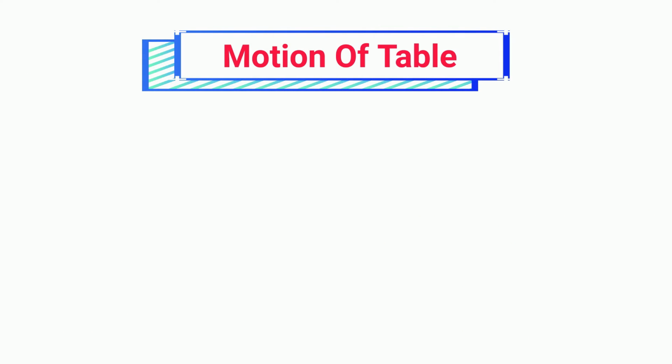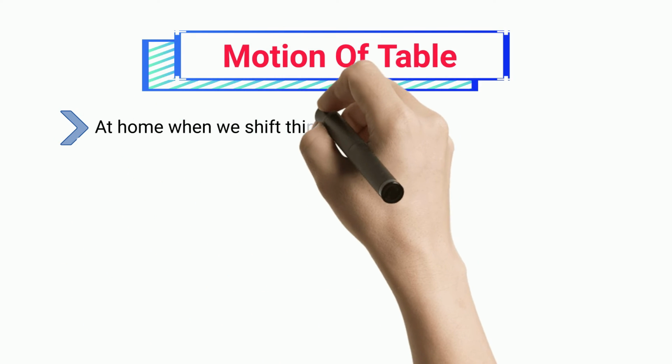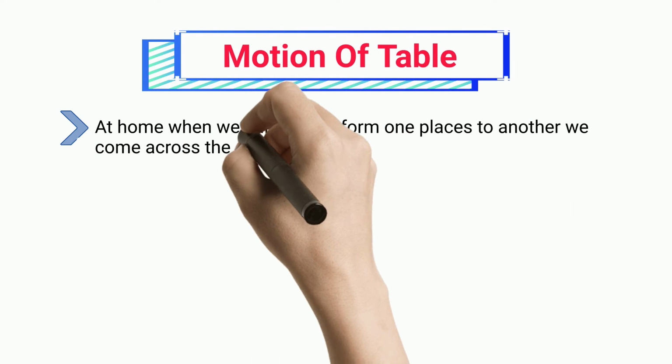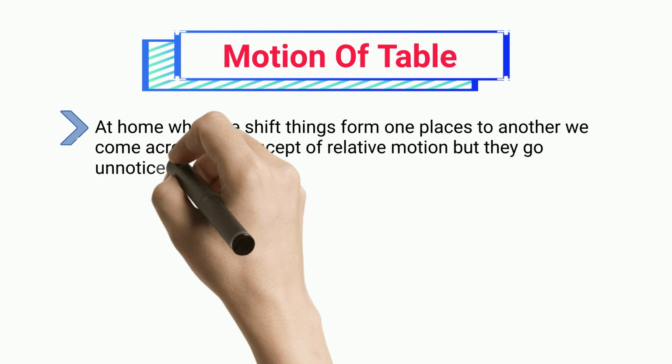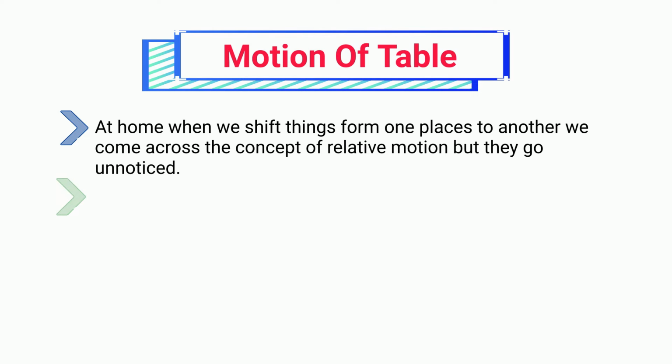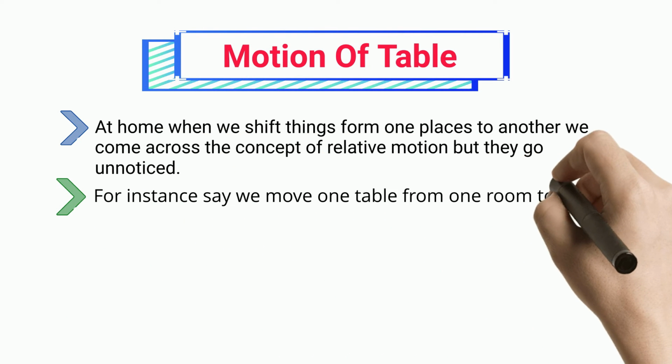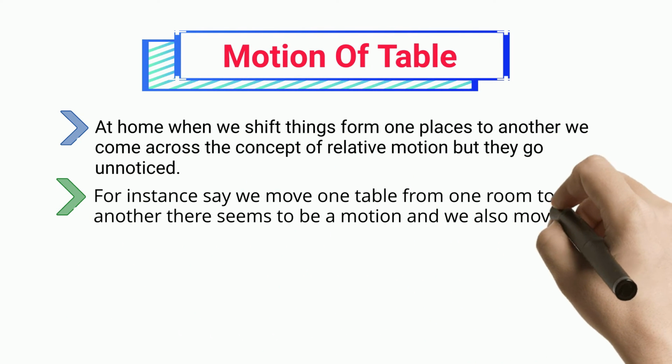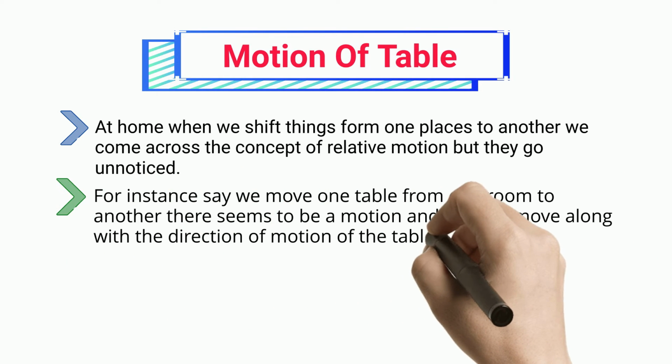Motion of table. At home, when we shift things from one place to another, we come across the concept of relative motion, but it goes unnoticed. For instance, say we move one table from one room to another, there seems to be a motion, and we also move along with the direction of motion of the table.